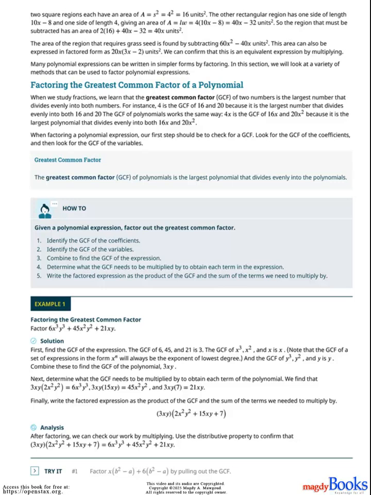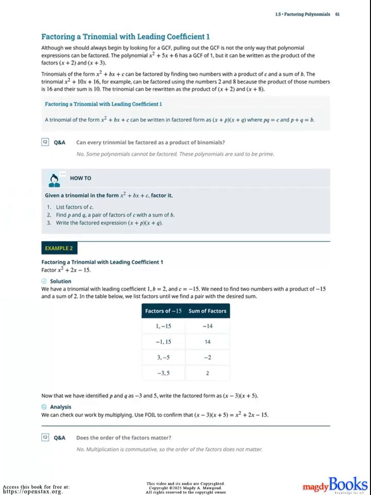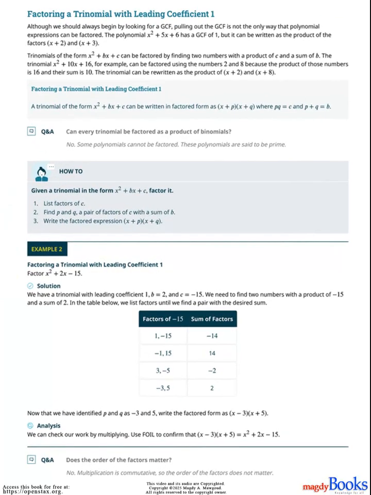Try it number 1. Factor x(b squared minus a) plus 6(b squared minus a) by pulling out the GCF. 1.5.2. Factoring a trinomial with leading coefficient 1. Although we should always begin by looking for a GCF, pulling out the GCF is not the only way that polynomial expressions can be factored.